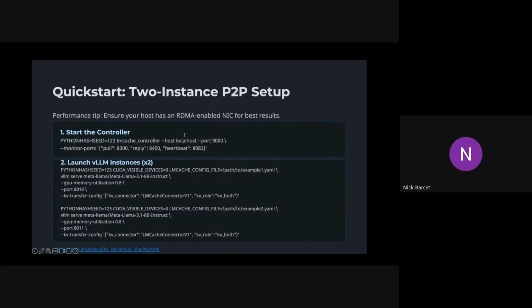Let's look at the quick setup. Step 1. Start the controller. You just define the host and port. It listens for KV cache admit events, heartbeat requests, and P2P lookup requests.